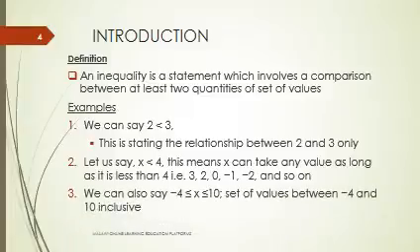Then you can also have the inequality negative 4 less than or equal to x less than or equal to 10. That one is a compound inequality. This means that the set of values are between negative 4 and 10 inclusive. So x has a lot of values, but the values are between negative 4 and positive 10 inclusive, meaning we include negative 4 and 10 as values of x.